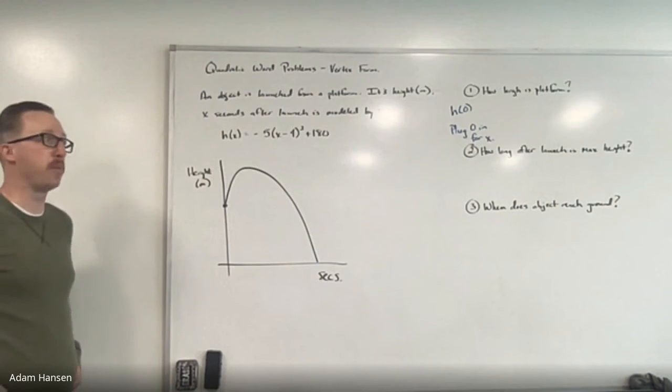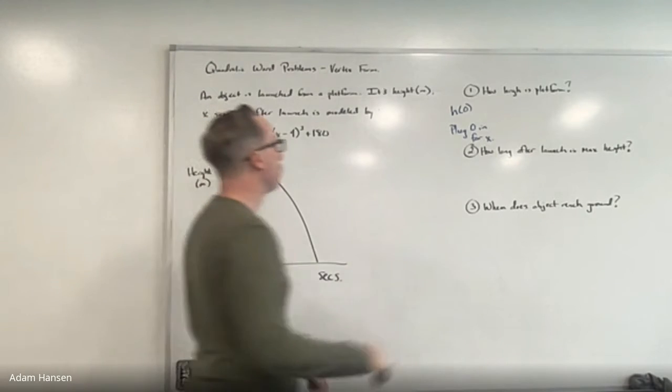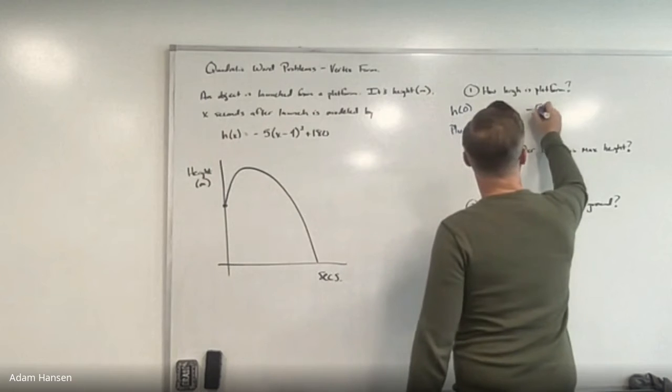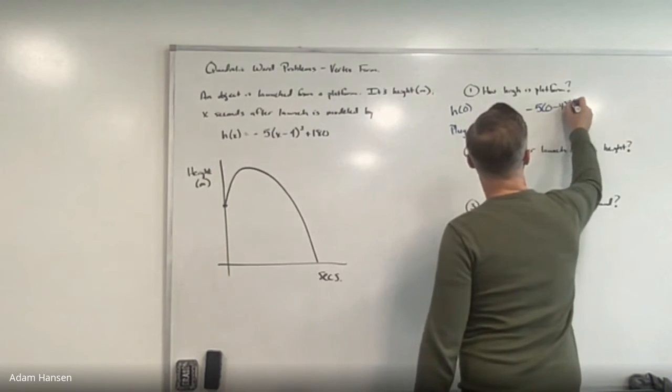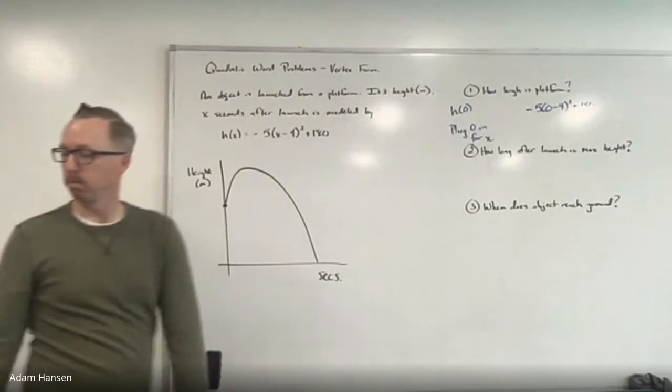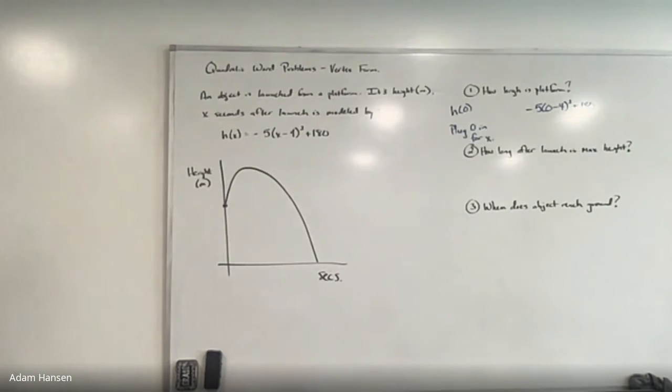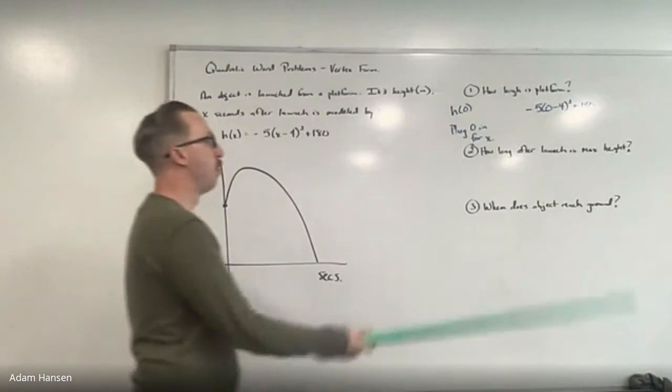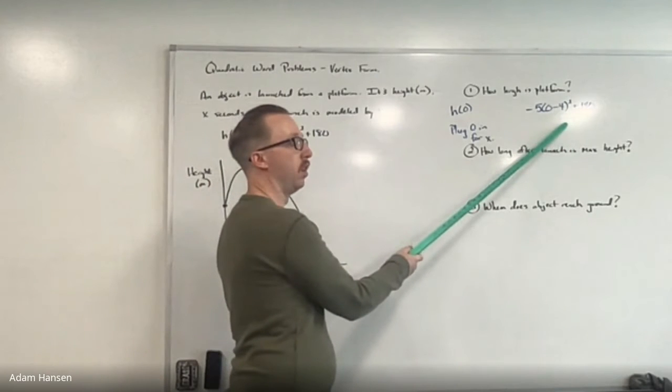It hasn't left the platform yet. I haven't released it. So time is 0. What's the initial height? -5 times (0 minus 4) squared plus 180. Start simplifying. What do we do first, Chris? What does our order of operations say to start with?